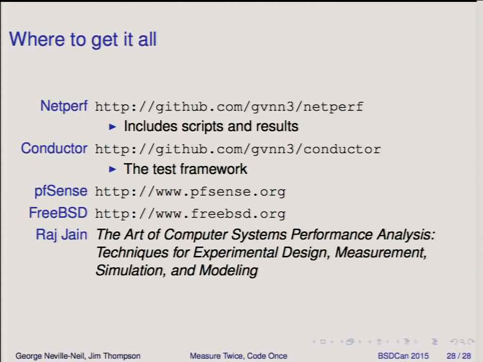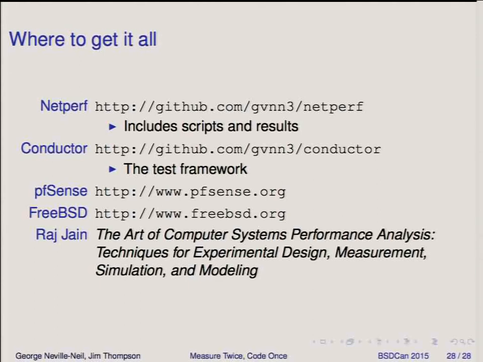And then the other thing I really want to talk about: if you decide you want to do something like this, don't. But if you really decide that you want to do it, you really need to read this book. Arun Thomas, who's also here, pointed out that this book, which was done in 1991, is about to come out in a new version in 2015. This is the book on computer systems performance analysis.